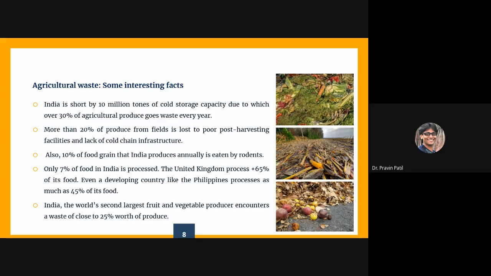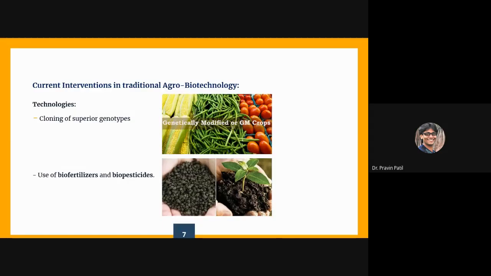So even though India is the largest producer of several products, we waste more than 25% worth of produce every year. So now we have identified there are two major problems. The one is the nutrition deficiency in the soil, and the second is the agriculture waste. So what are the interventions that can be done in this field to sort this out?